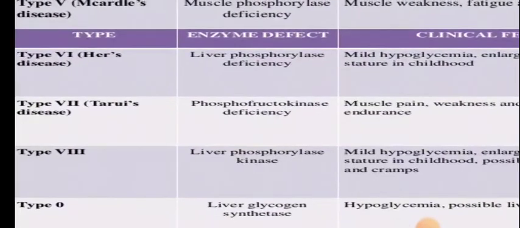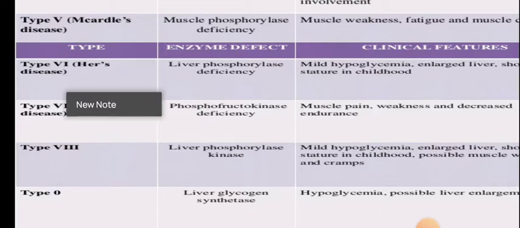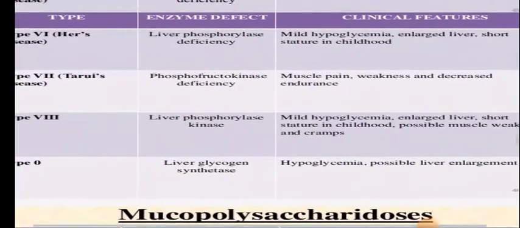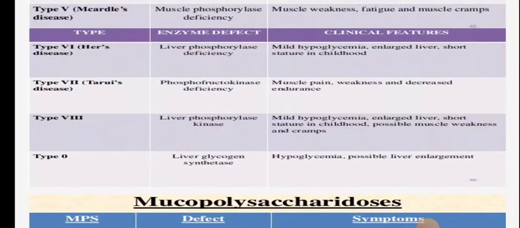So in type 6, Hers disease, liver phosphorylase deficiency, it shows mild hypoglycemia, an enlarged liver, and short stature. Then type 7, Tarui's disease, phosphofructokinase deficiency, with muscle pain, weakness, and decreased endurance.